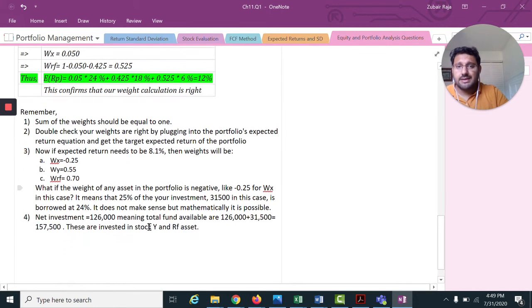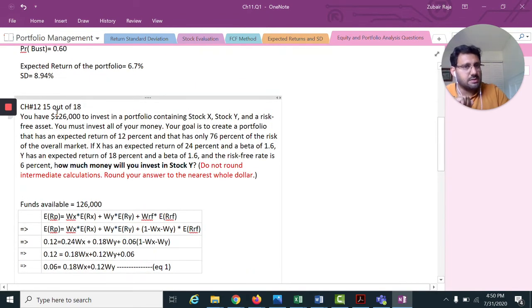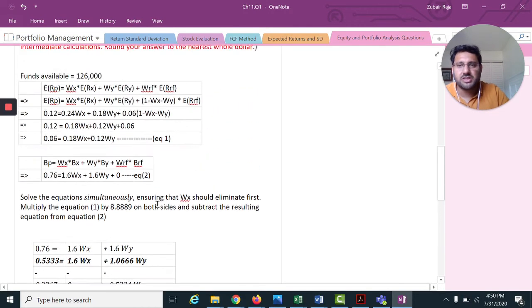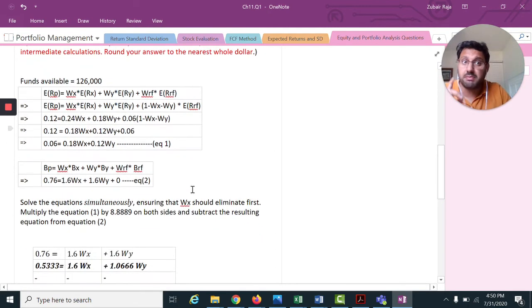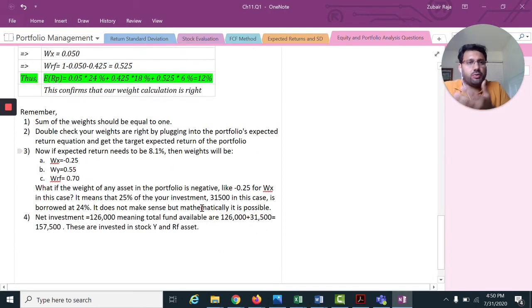So this means that you have borrowed funds which is 25% of your available 126,000 at a higher rate, which is in this case 24%. Doesn't make sense, but mathematically it is possible, right? So why would one borrow at a high rate of 24% and then invest in stock Y, which is giving simply 18%, and the risk-free asset which is simply giving 6%? One should not, or one must not do it. Any prudent investor will not do it.